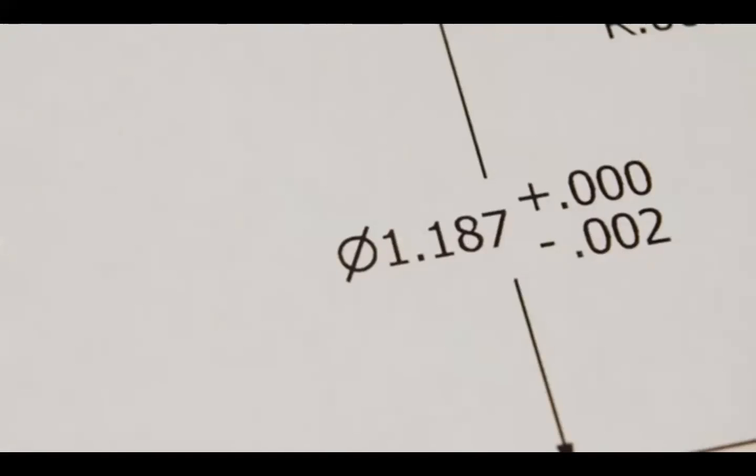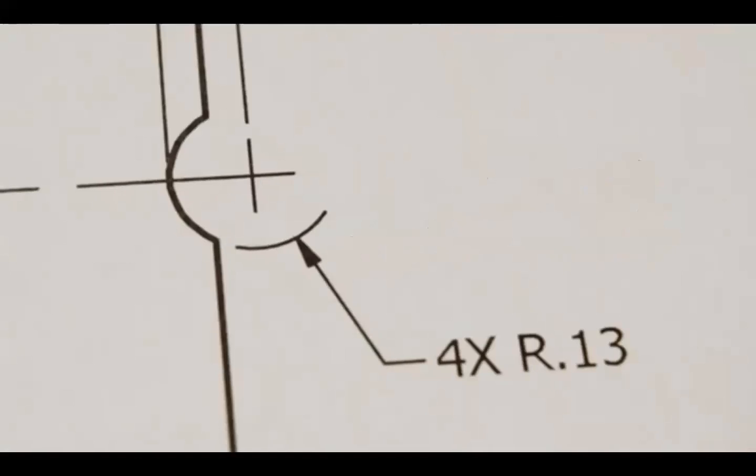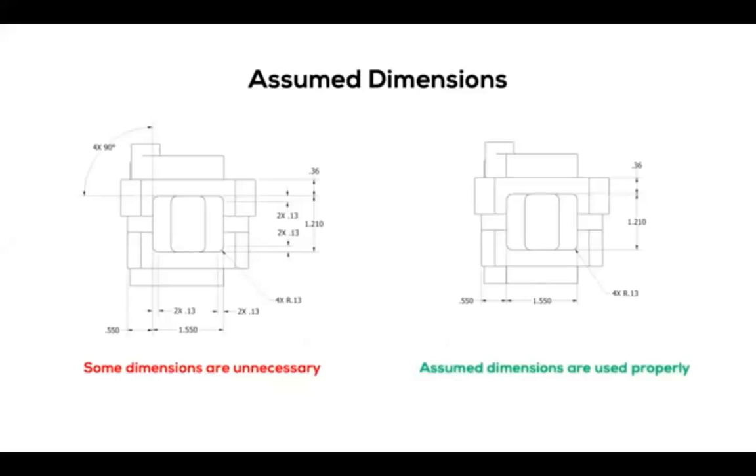Round features and arcs greater than 180 degrees should be dimensioned according to their diameter, and a diameter symbol will precede the dimension. Arcs less than 180 degrees, like fillets, should be dimensioned by their radius, and a letter R should precede the dimension. There are some features you don't have to explicitly dimension. If 2 edges meet at a 90-degree angle, you don't need to place an angle dimension. It's just assumed to be 90 degrees. Similarly, edges that appear to be tangent, like fillets, are assumed to be tangent.